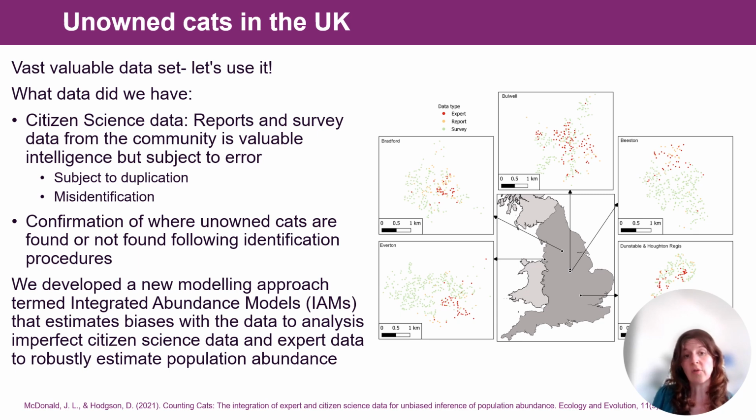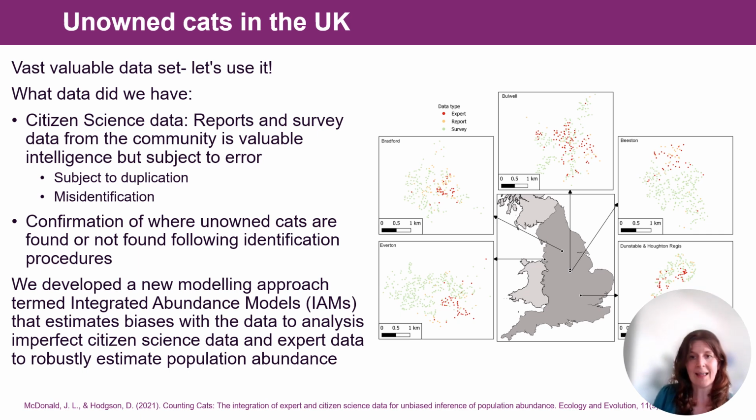Well, we had a lot of citizen science data. So before the teams launched any TNR activities, they engaged with residents. And as part of that, residents were able to make reports of sightings of unowned cats. Additionally, residents completed community surveys which asked about whether they had seen any unowned cats. This is valuable intelligence, but it's subject to error.